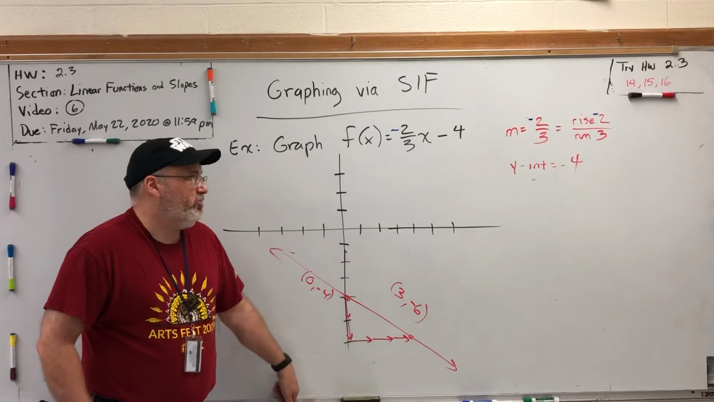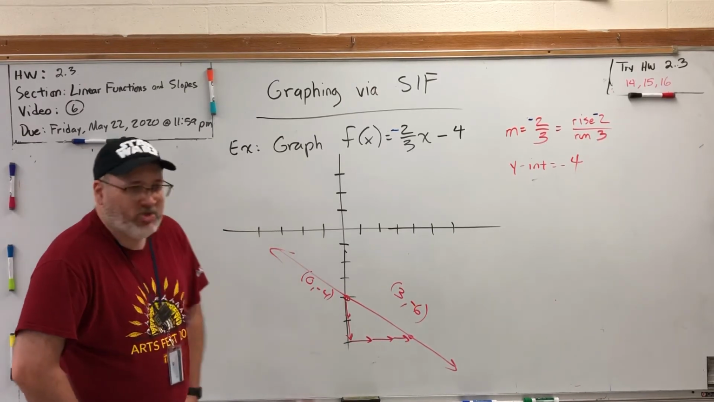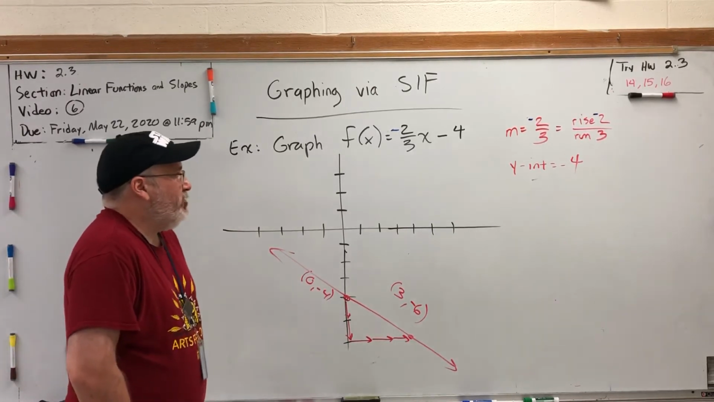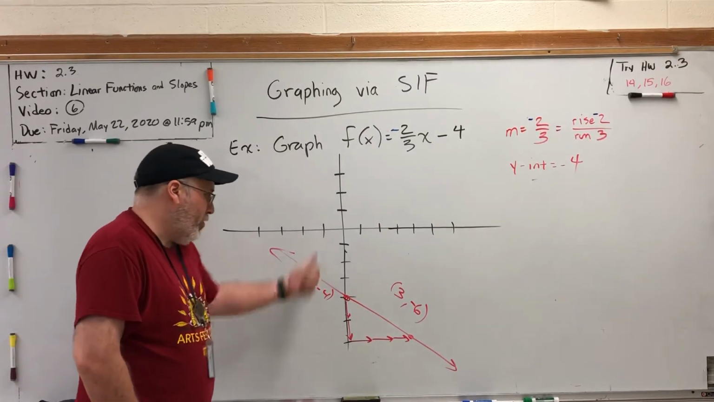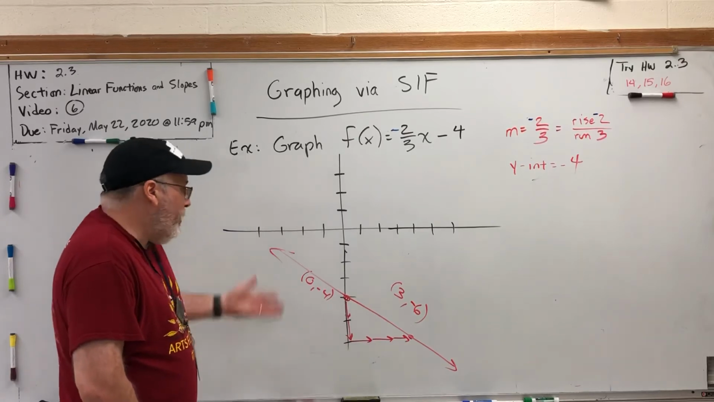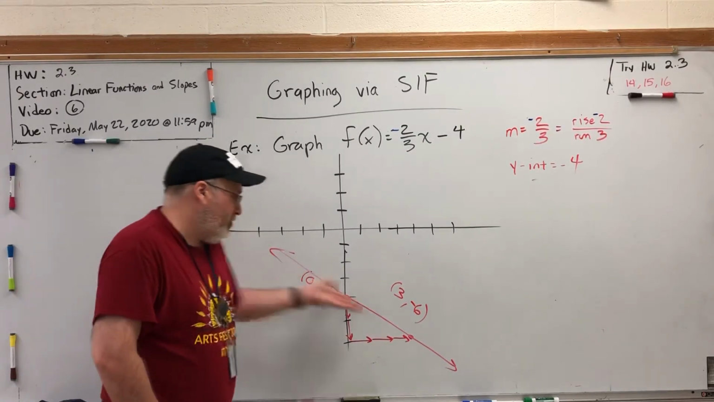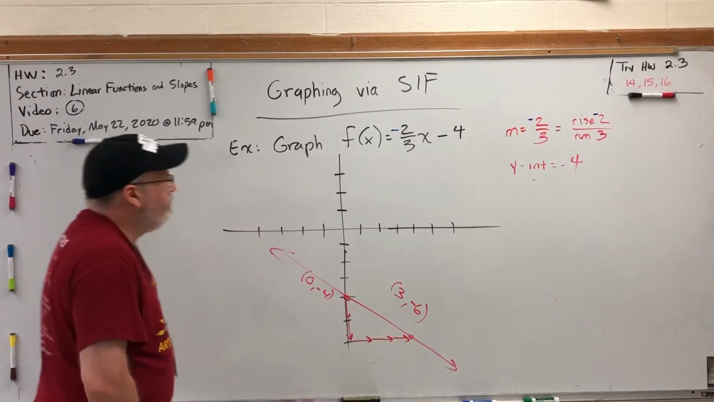But just for consistency, when I'm disassembling a slope into rise over run, and the slope is negative, I by default always give the negative to the rise. So instead of going up, it goes down. And we got what we were expecting. A line with a negative slope should be decreasing, and this one is.